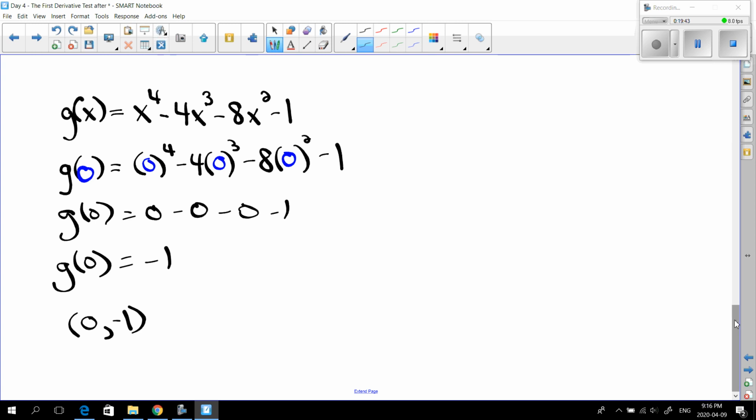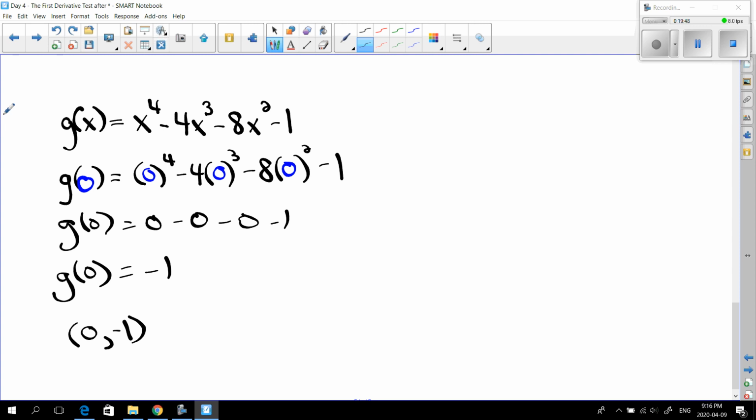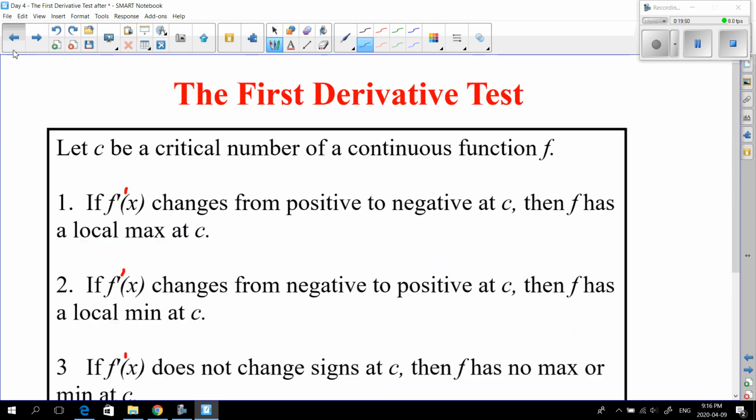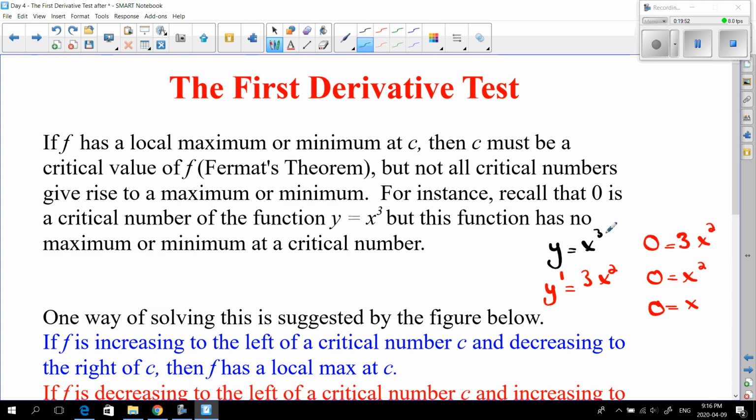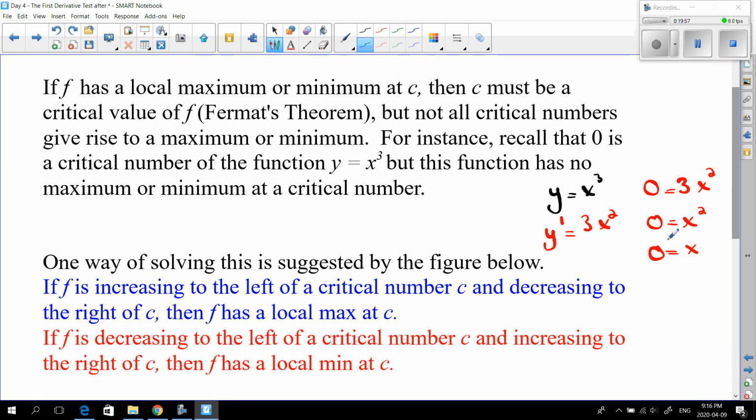Now, before I show you what this picture looks like, I want to go back to that question we said we'd come back to in the beginning. I'll show you why x equals 0 is not a max or a minimum, even though it is a critical value of the function. If I put 0 on my number line, it breaks the number line into two intervals, from negative infinity to 0 and from 0 to infinity.